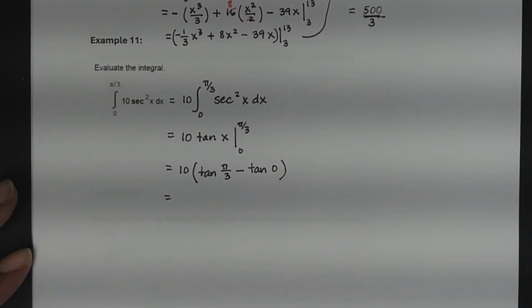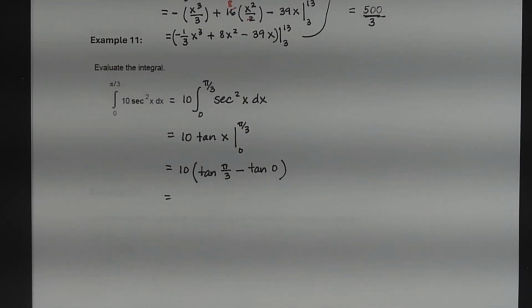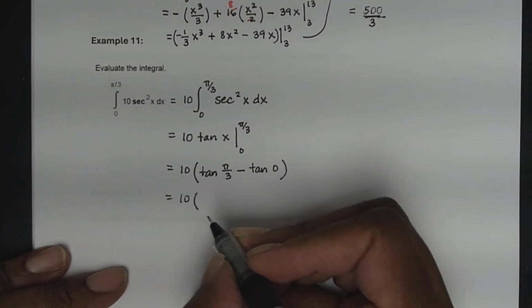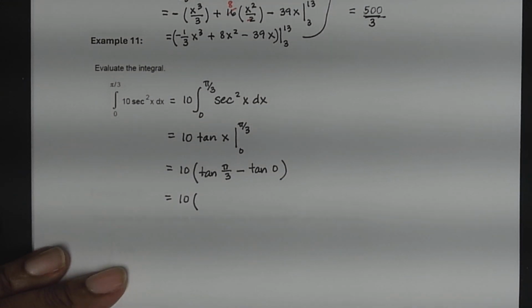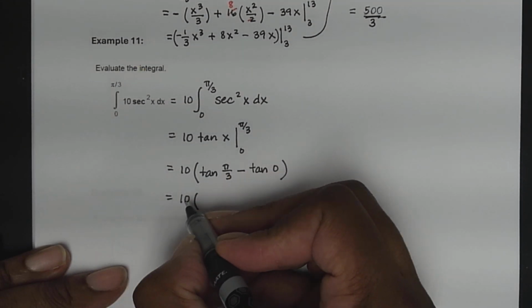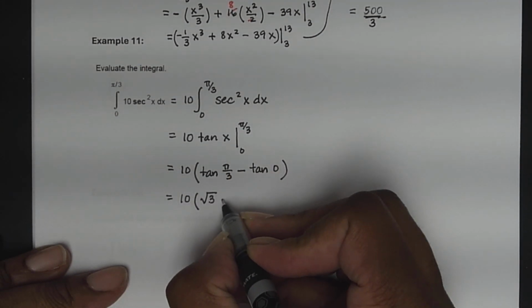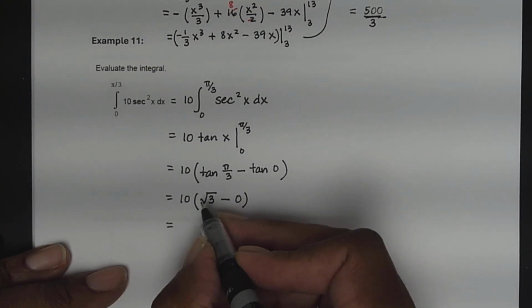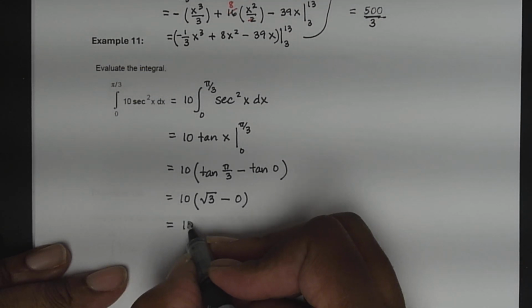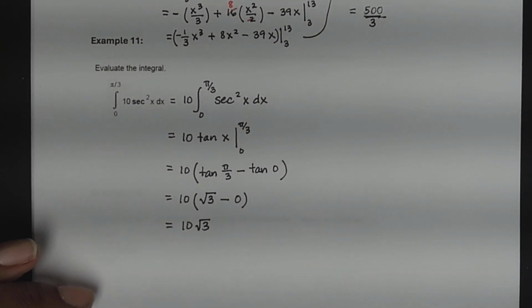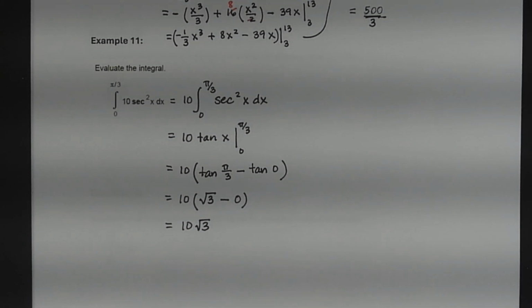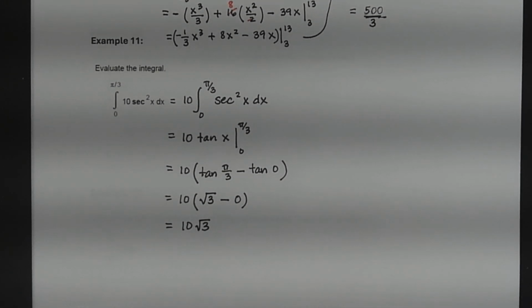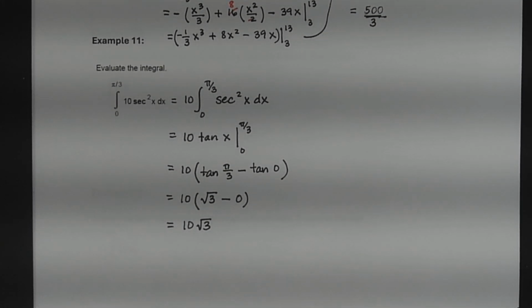Well, tangent of pi over 3, you just have to refer back to your unit circle. Tangent of pi thirds is like sine over cosine, sine of pi thirds over the cosine of pi thirds. This will end up being the square root of 3. Minus the tangent of 0 is 0. Well, square root of 3 minus 0 is the square root of 3 times 10. That'll be 10 square root of 3 as the final answer. So the integral from 0 to pi thirds of 10 times secant squared of x dx would be 10 square root of 3.